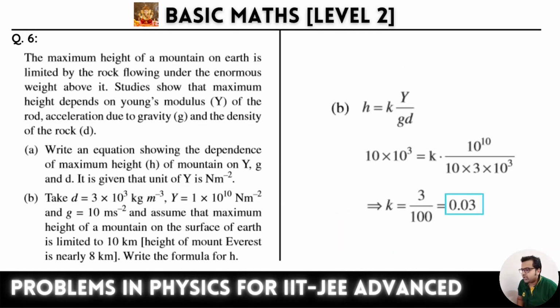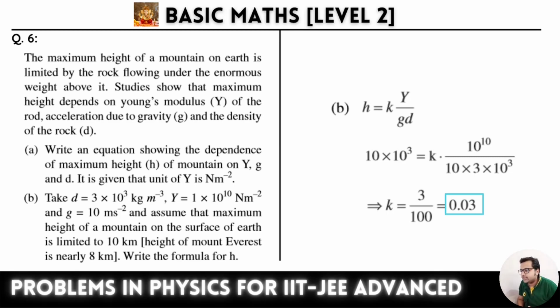In the B part, it is given that the density is given, Y is given, and g is given, and they are also telling us that H we can take as 10. So definitely, putting all the values, we get k. K is the unknown, so once you get the k, then you get the exact formula. By solving, you get k to be 0.03.